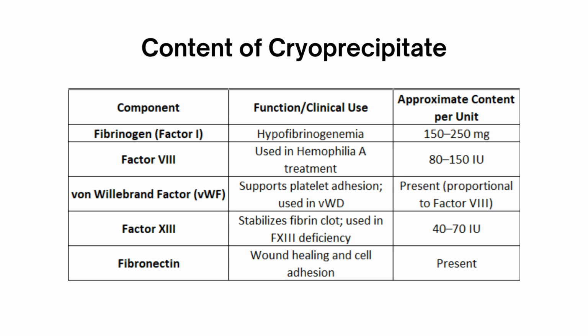You have to know the components of a cryoprecipitate bag. It contains fibrinogen, fibronectin, factor 8, von Willebrand factor and factor 13. Each bag of cryoprecipitate contains 80 to 150 units of factor 8, which is therapeutically useful for Hemophilia A.